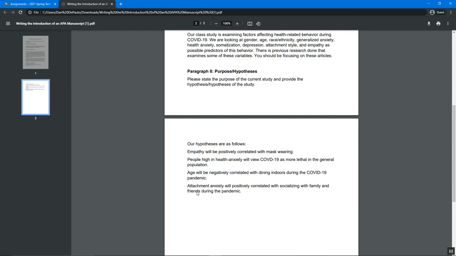You can put them in a paragraph form. Write them out. Do not make a list. Don't write 1, 2, 3, 4. Write them in a paragraph form. And that's your last paragraph.